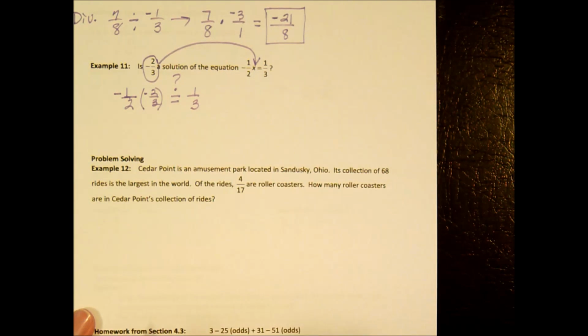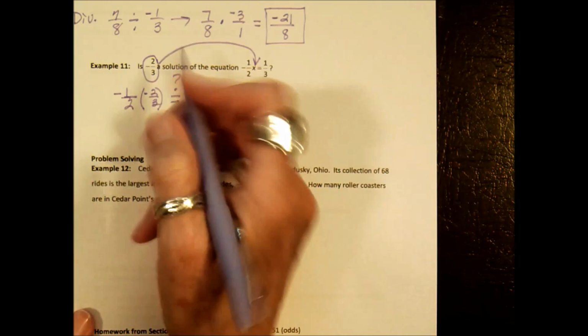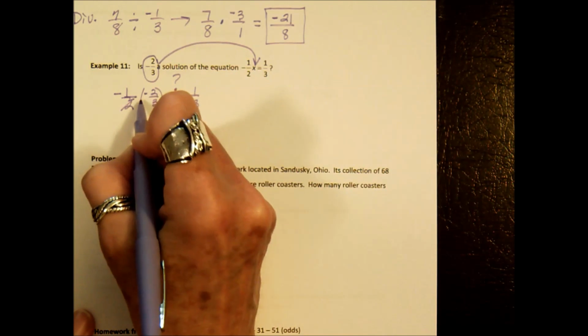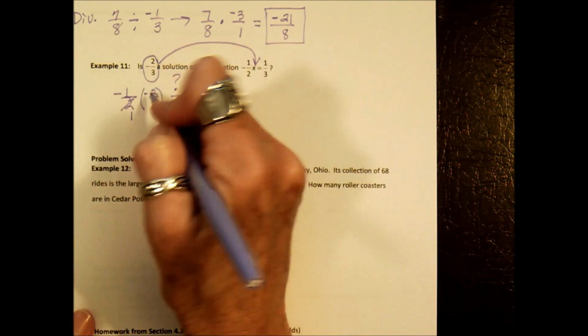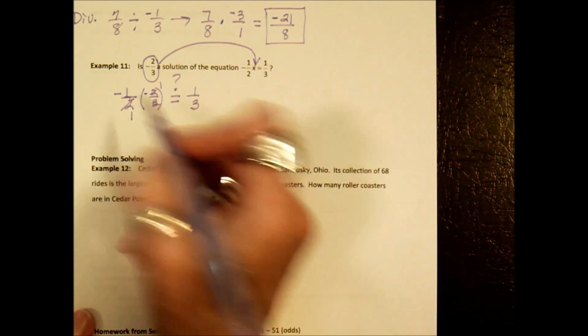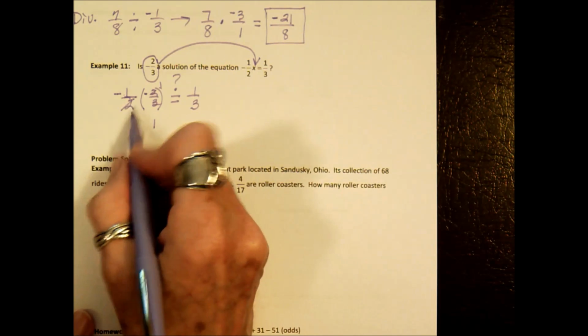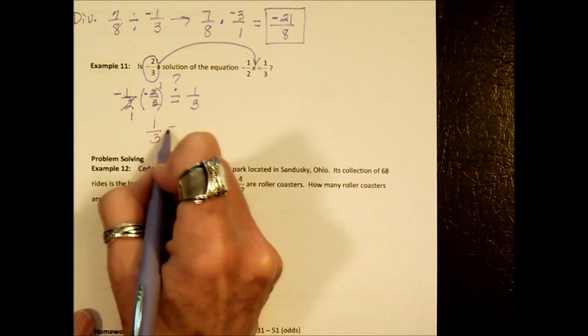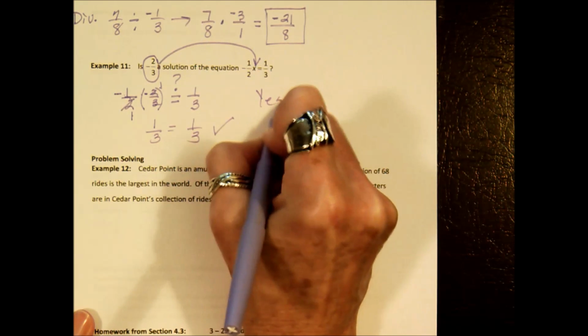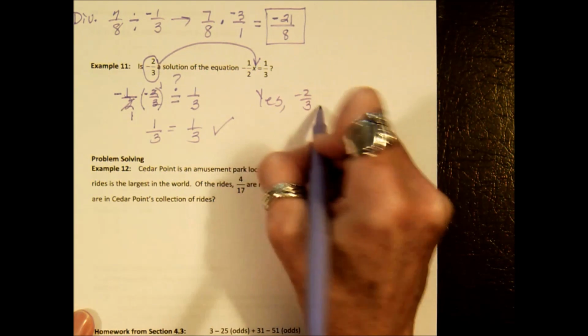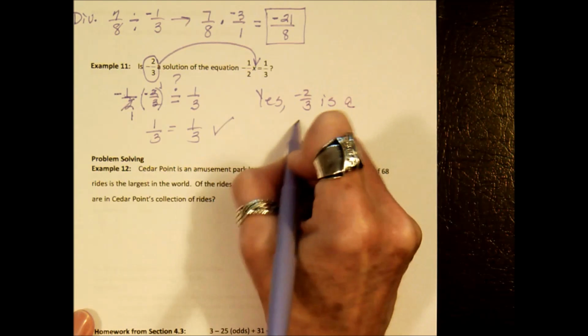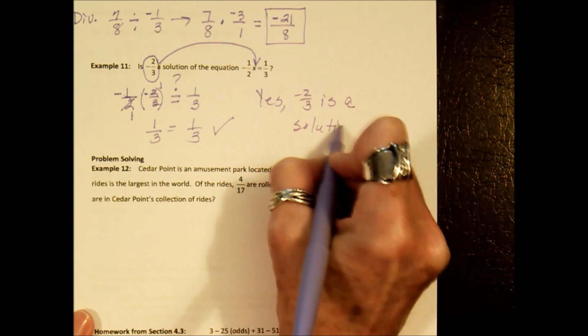Well, the parentheses there are just a separator, so I can still cross cancel since I'm multiplying. 2 goes into 2 once, it goes into 2 once. I've got -1 times -1 is +1. 1 times 3 is 3, and 1/3 does equal 1/3. So yes, -2/3 is a solution to that equation.